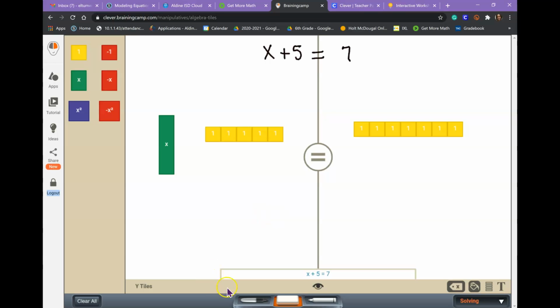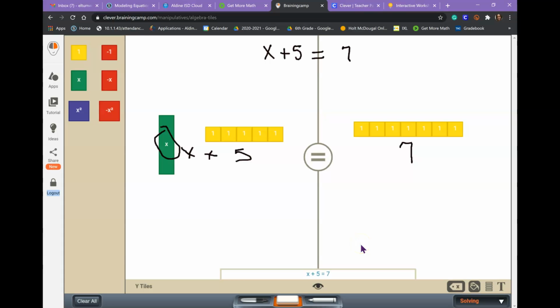So again, the green rectangles represent the variable x. The yellow boxes represent 1 each. So if I combine that together, I would have a total of 5. Same thing with this side, except I have more than 5. I have 7 on this side. So I have x, and because they're positive and we want to combine them, or find this total sum, we're going to add. So x plus 5 equals 7. That matches, the picture matches, and my equation down below matches.